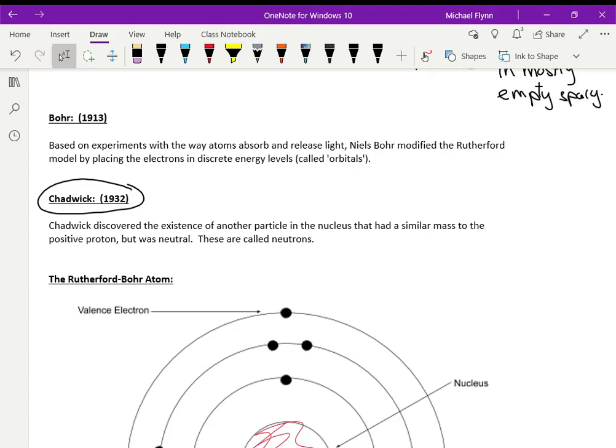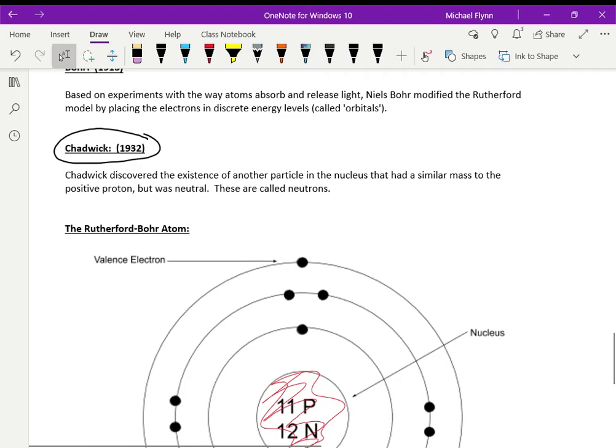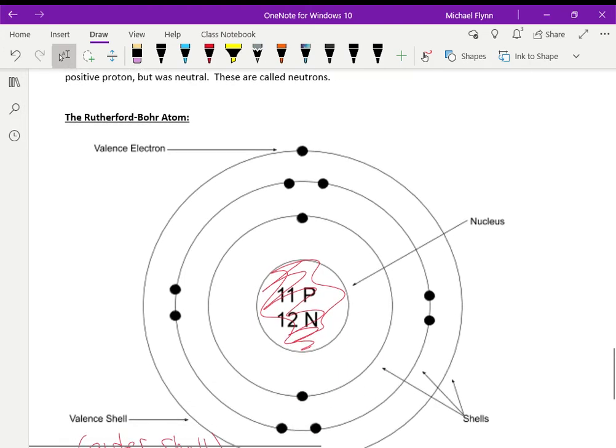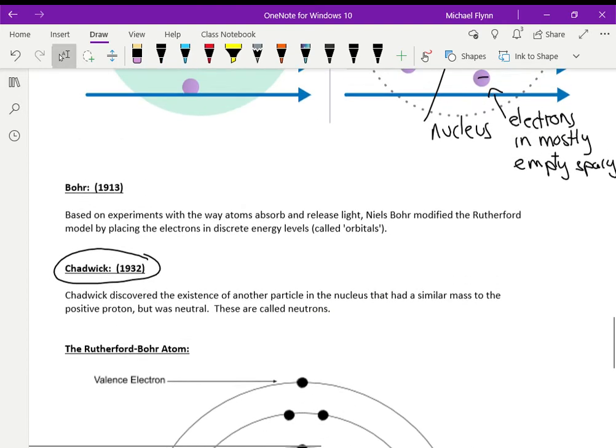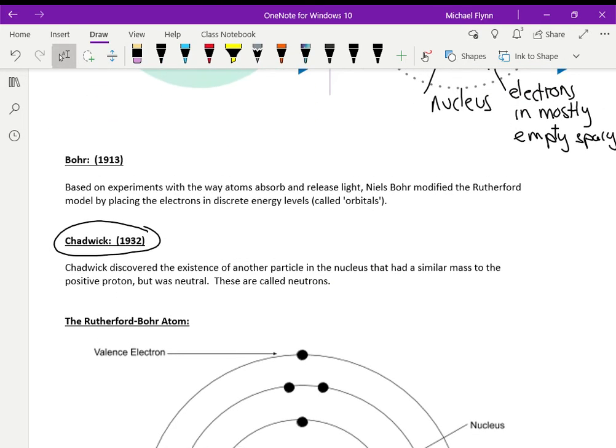So what's in the nucleus of atoms? Protons and neutrons. Positive and neutral objects in the nucleus of an atom. All right, now somebody else came along, Niels Bohr, and from studies, it's not going to make a lot of sense, but I'll just say it.